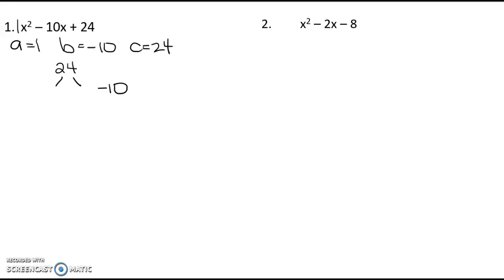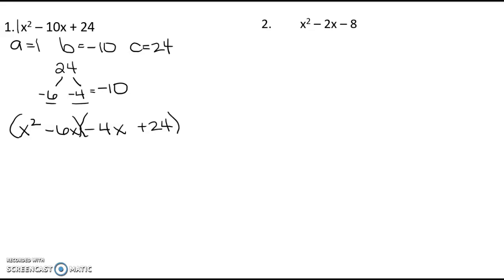So let's see, -6 and -4. Those multiply to +24, add to -10. So I'm going to rewrite my polynomial, writing the first and last term, but in the middle, I'm going to use these 2 numbers with x's attached. And then I'm going to factor by grouping.